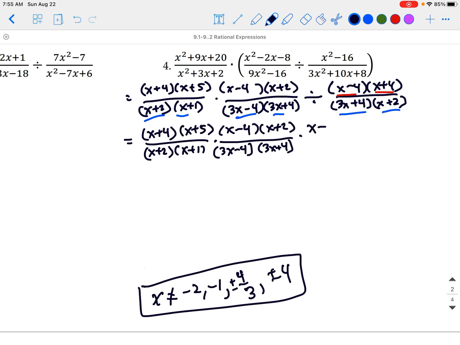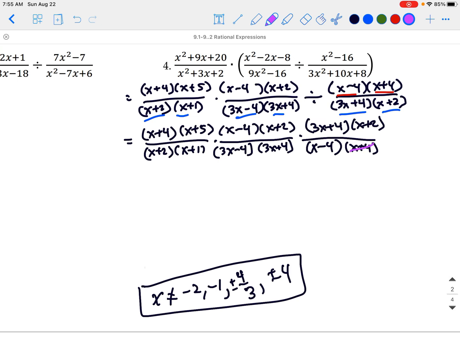And that's going to be times x. Don't forget to reciprocate. 3x plus 4 times x plus 2 all over x minus 4 times x plus 4. And now we will start canceling.